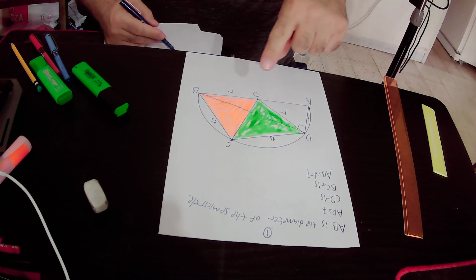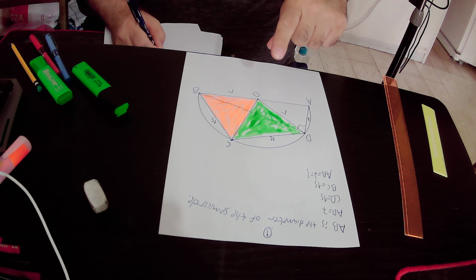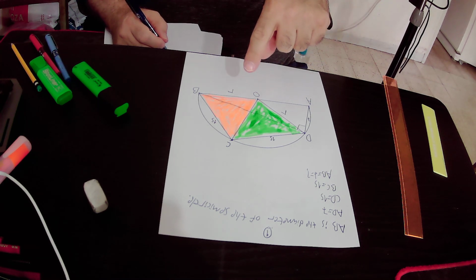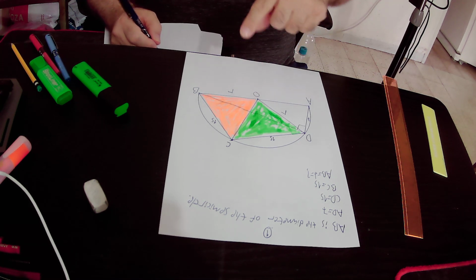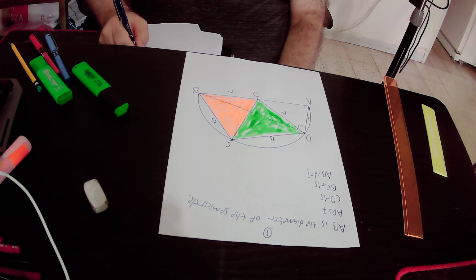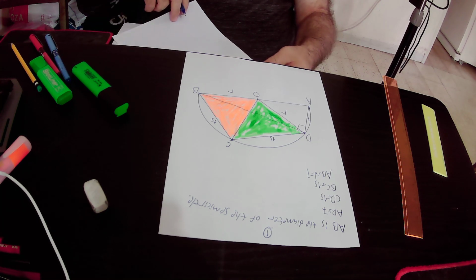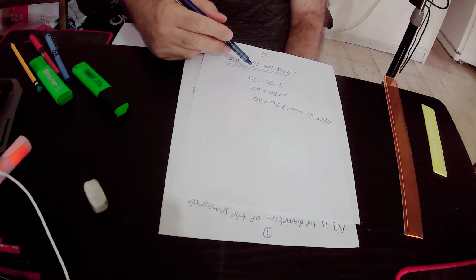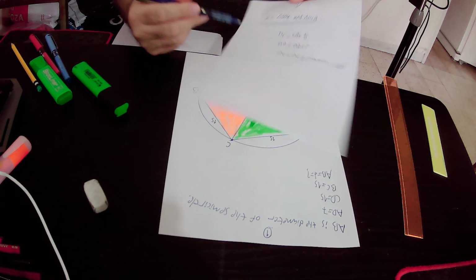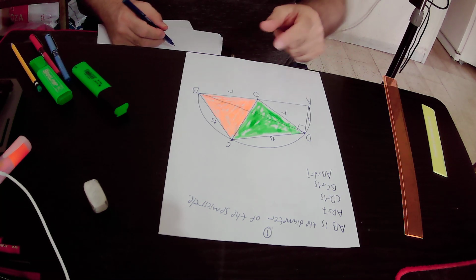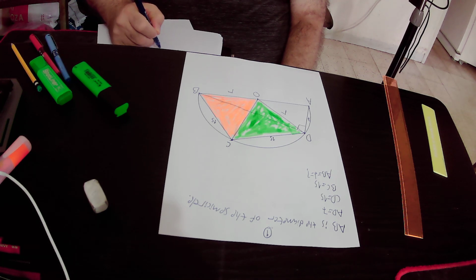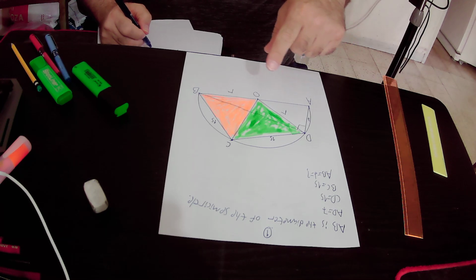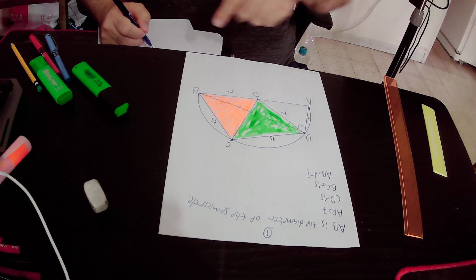And OC is a common side. It belongs both to the green triangle and to the orange triangle. So OC equals OC. It is a common side. So we actually proved that all the sides of the green triangle are equal to all the sides of the orange triangle. Therefore, we proved that the green triangle, triangle ODC, is congruent to the orange triangle, triangle OCB.